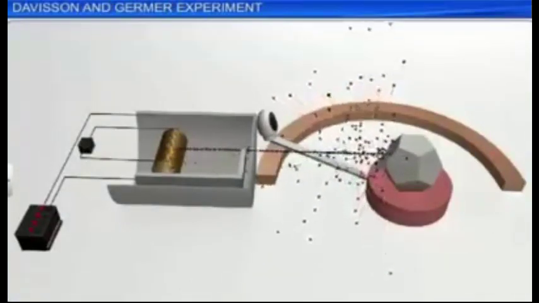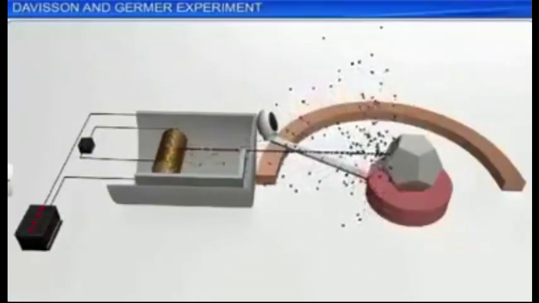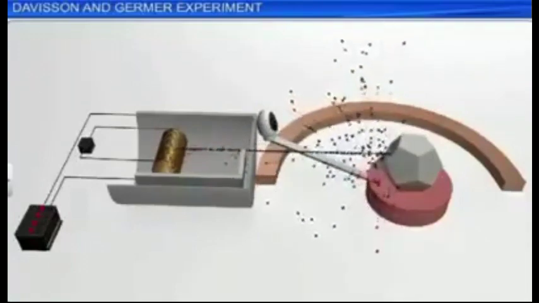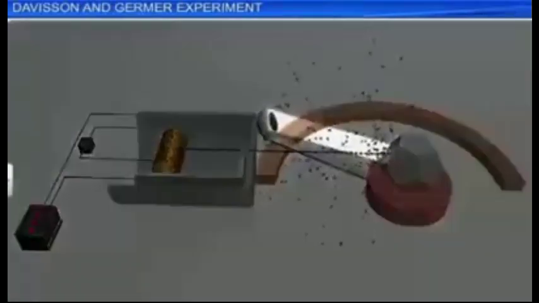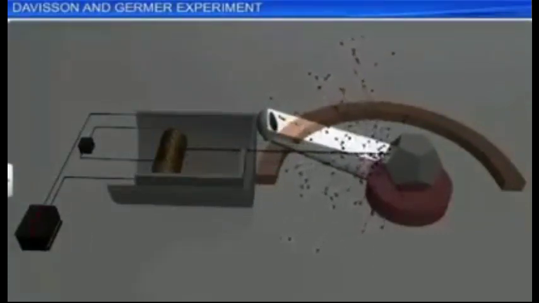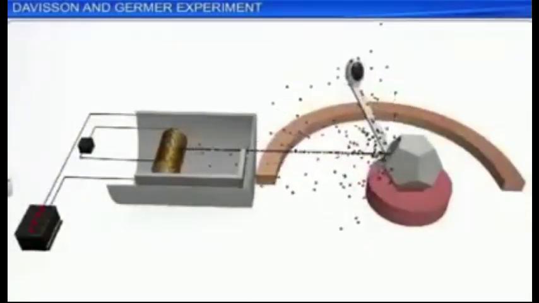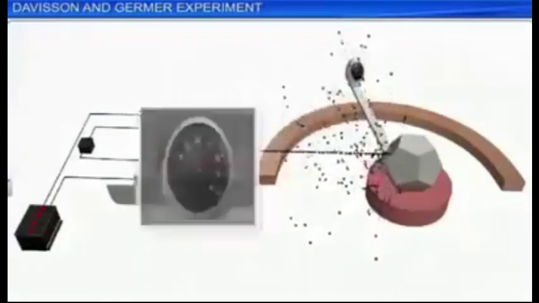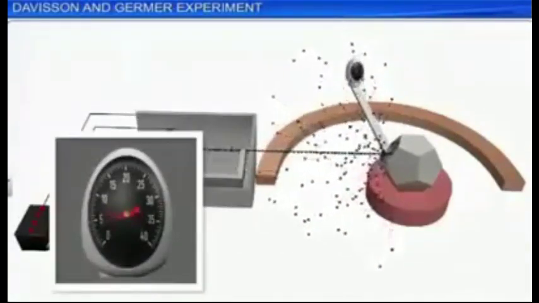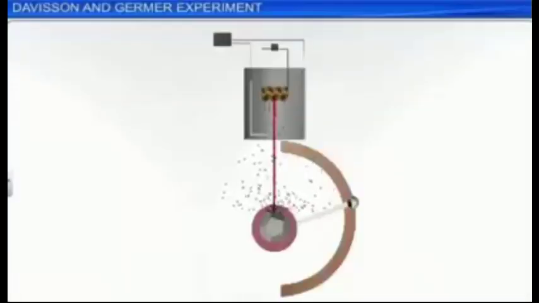The electrons are scattered in various directions by the atoms of the crystal. The intensity of the electron beam scattered in a given direction is measured by the electron detector or the movable collector. By moving the detector on the circular scale at different positions, the intensity of the scattered electron beam is measured for different values of angle of scattering theta, which is the angle between the incident and the scattered electron beams.